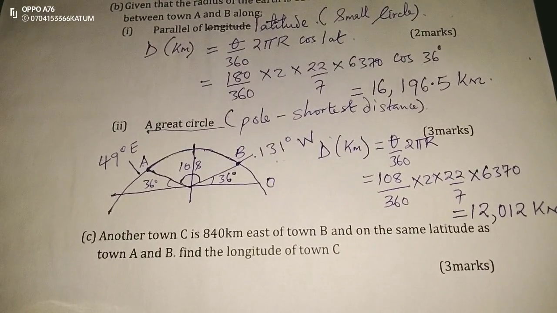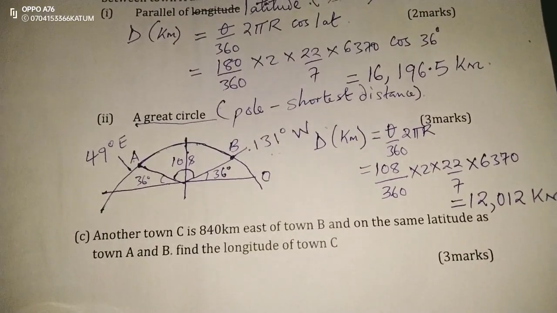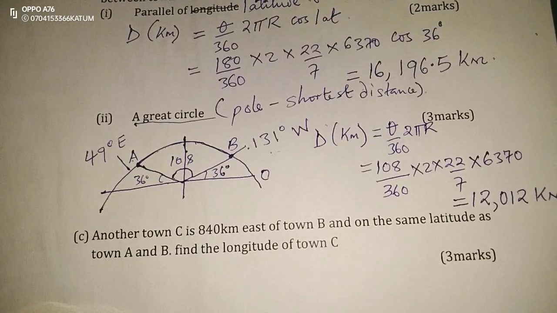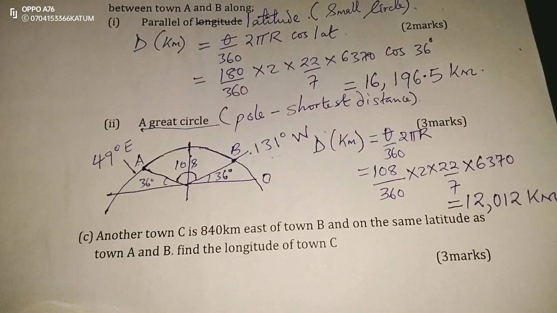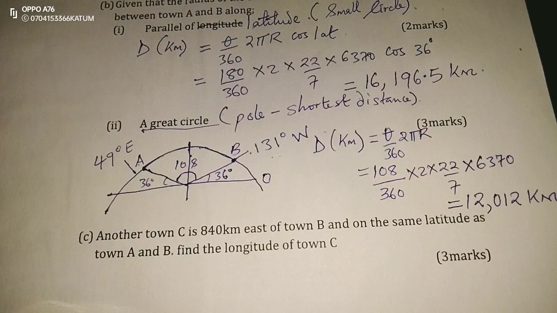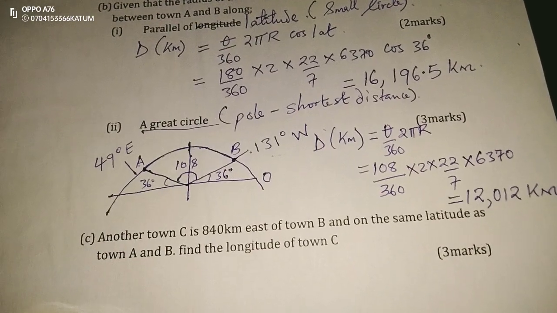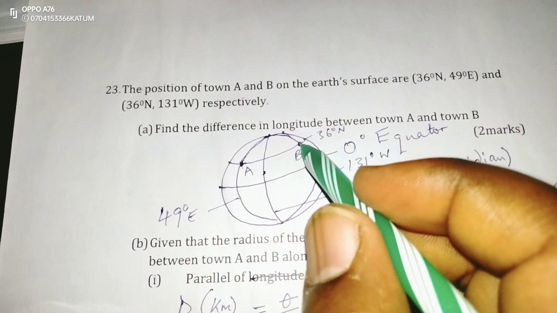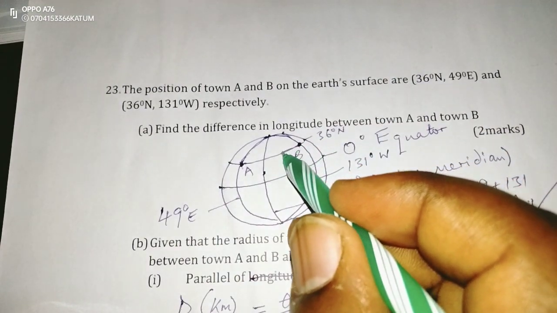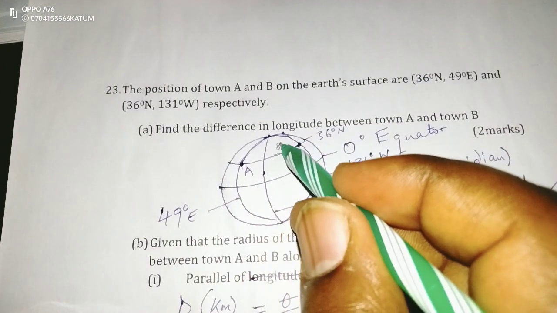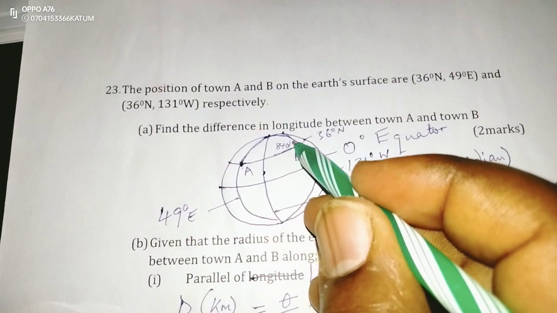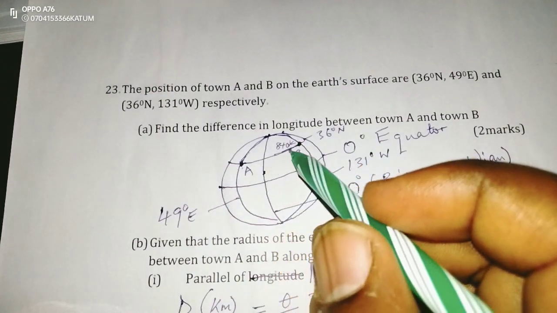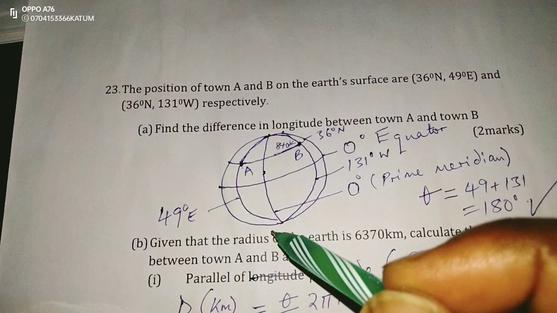Finally, another town C is 840 kilometers east of town B, on the same latitude as towns A and B. Find the longitude of town C. So now from B and towards the east, we move 840 kilometers, but we don't know up to which point. So we want to know that longitude.